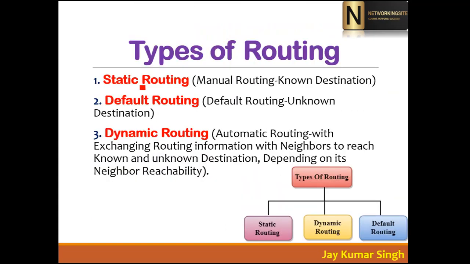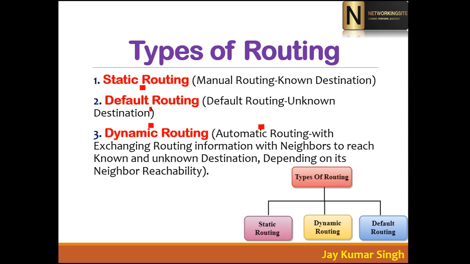Types of routing, as I told you: static, default, dynamic. Static is manual routing with known destinations. Default routing is used for unknown destinations. And dynamic routing is automatic routing, exchanging the routing information with the neighbors to reach unknown destinations, depending on neighbor reachability.